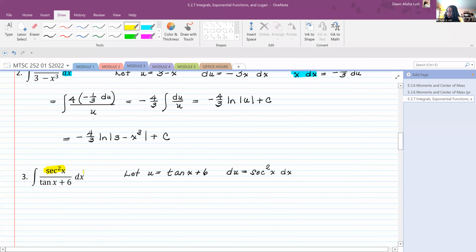There is secant squared x dx right there. So this just becomes the integral of du over u. Man, that one was really easy. Natural log of the absolute value of u plus a constant. So the answer is the natural log of the absolute value of the tangent of x plus 6 plus a constant.